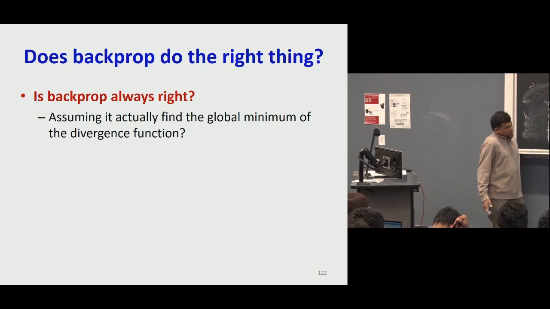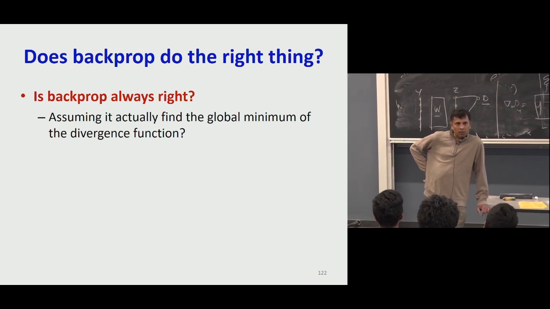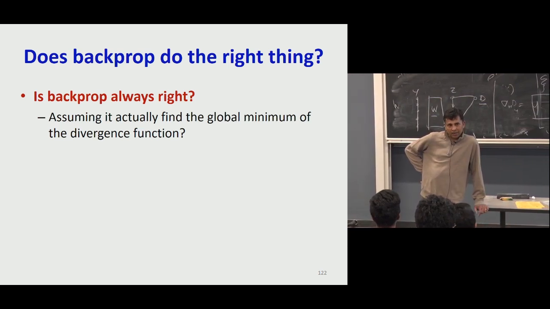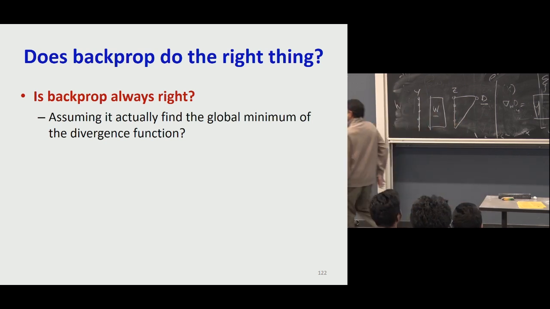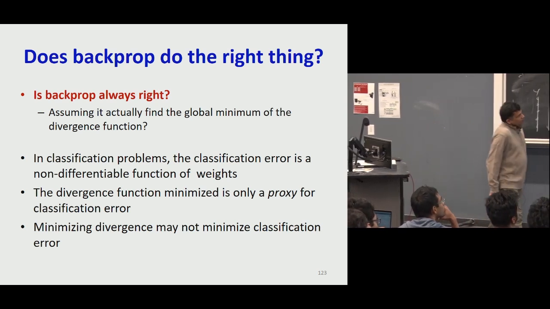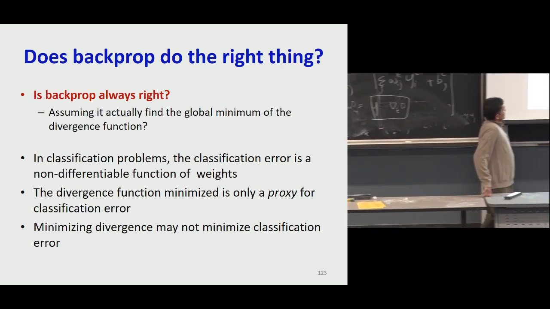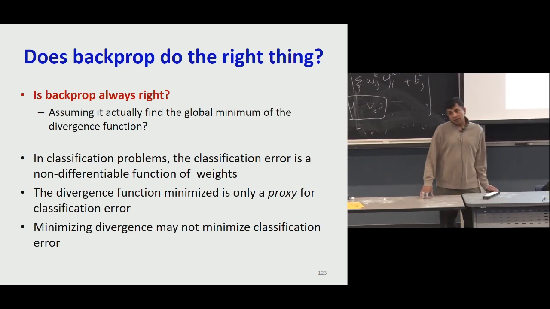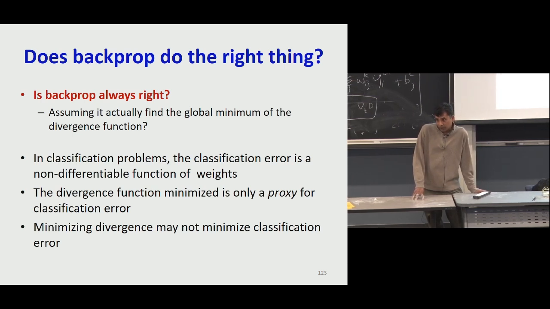Here's a different question. Let me put it differently. If backpropagation actually finds the global minimum of the divergence function, or even a local minimum of the divergence function, is the solution that it gives you what you want it to give you, right? So here's what happened. In classification problems, the classification error is a non-differentiable function of the weights. The divergence function that you minimize is not really the classification error. It's a proxy for the error, right? You made it differentiable. So what you're minimizing is not what you want to minimize.